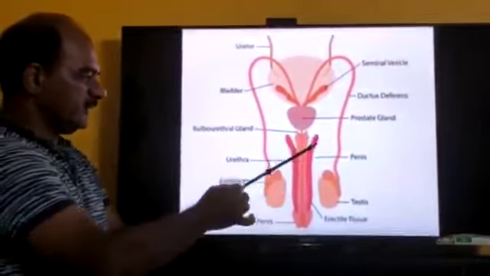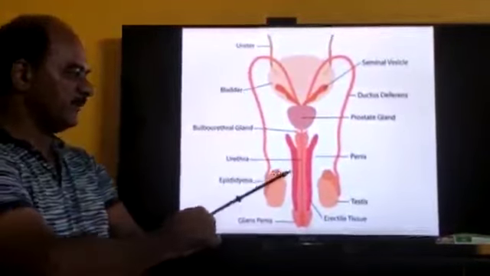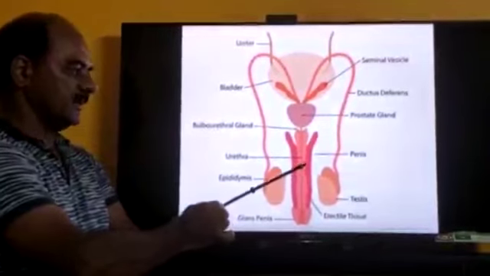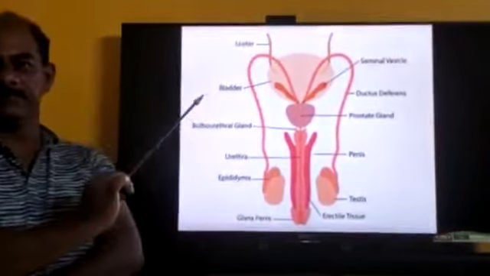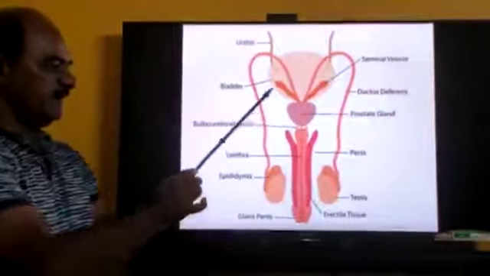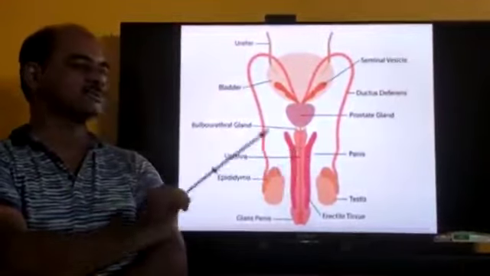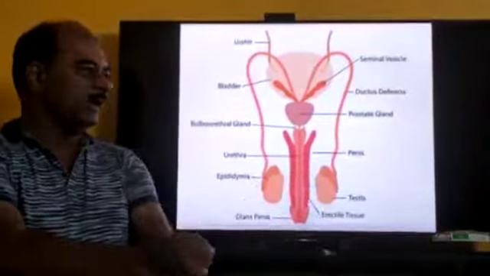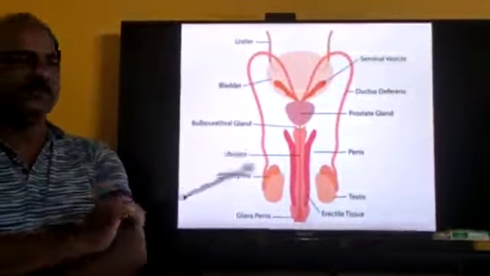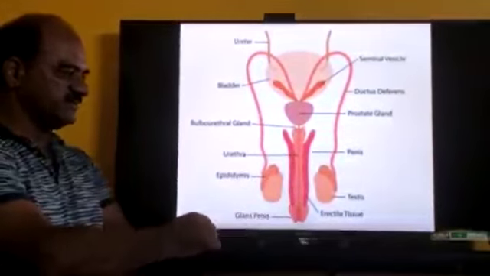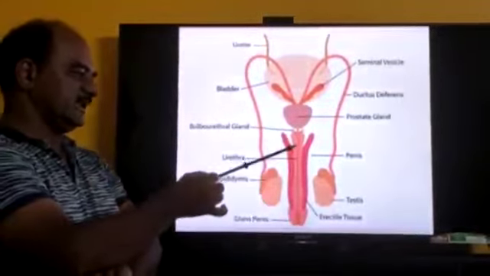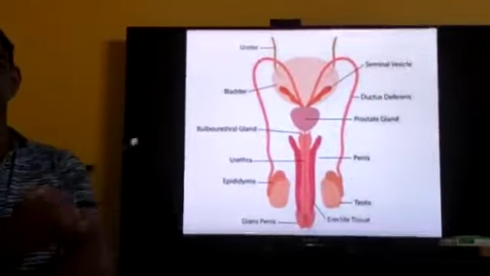The outer covering layer of the penis is made up of two erectile tissues, called corpora cavernosa. Inside, a single muscular part is present, called corpus spongiosum, and through this spongiosum the urinogenital duct passes. The urethra carries sperm as well as urine. At the time of urination it carries urine. At the time of ejaculation it carries semen.